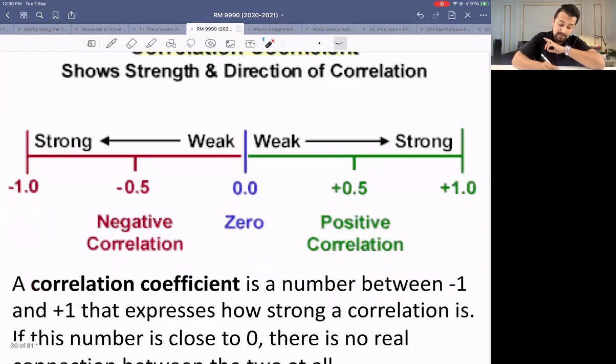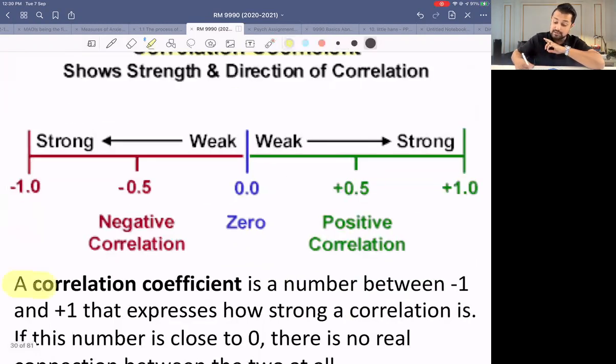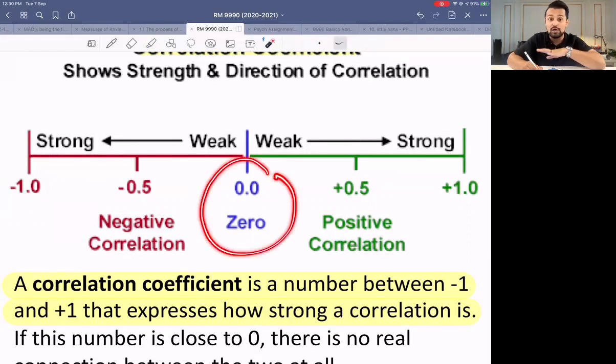If you have a look at this, this says a correlational coefficient is a number between -1 and +1 that expresses how strong a correlation is, right? And on the other hand, the closer your value is to zero, that means there's no correlation to be found.